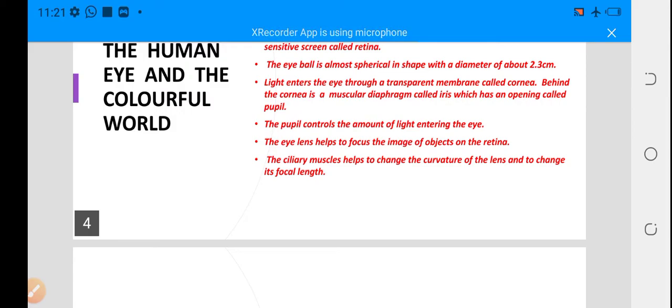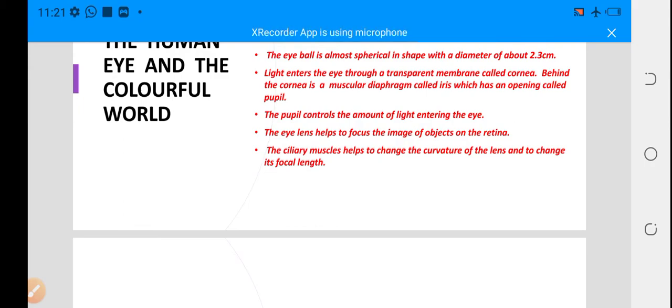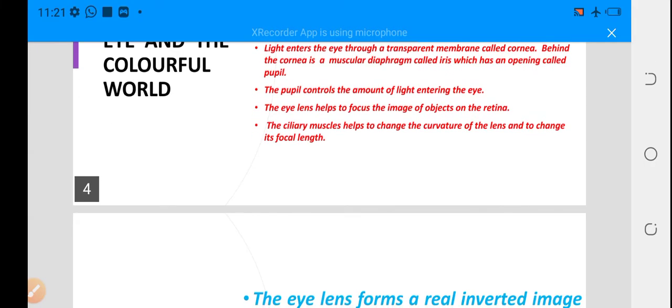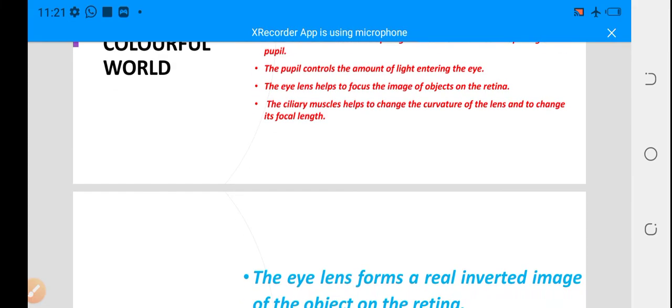The pupil controls the amount of light entering the eye. You can see when you want to see a large object, you are opening the eye. That means the pupil is expanding. When you want to see a nearby object, the pupil will contract. Here, the pupil is working as an aperture. The ciliary muscle helps to change the curvature of the lens and to change its focal length.